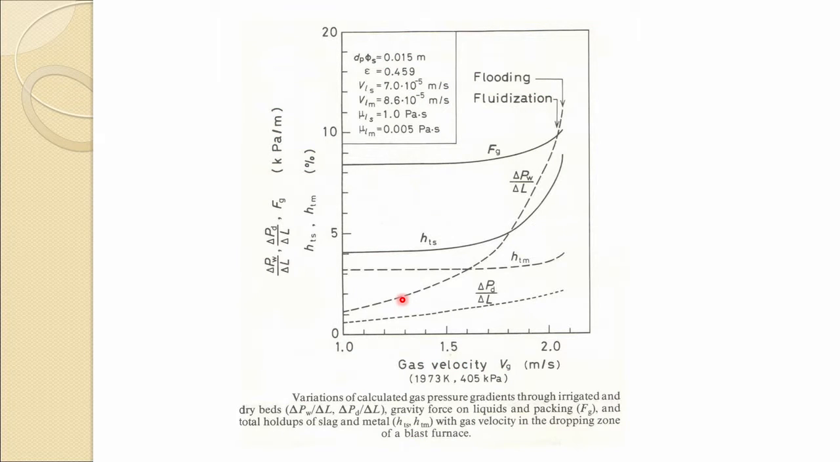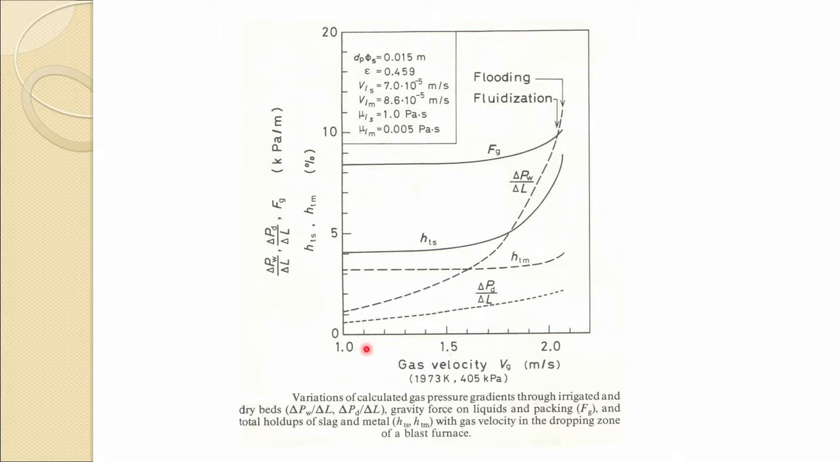This figure shows again the relation between various quantities with respect to the gas velocity. So, pressure drop in wet condition in a packed bed, and pressure drop in a dry condition when there is no liquid present in the system. This could be correlated like a stack zone in the blast furnace, and this is like a dropping zone in the blast furnace where liquid iron and slag is present, and here mostly the gases are there in the stack region. And this is about the gravity force. This is the total hold up of slag and total hold up of metal.